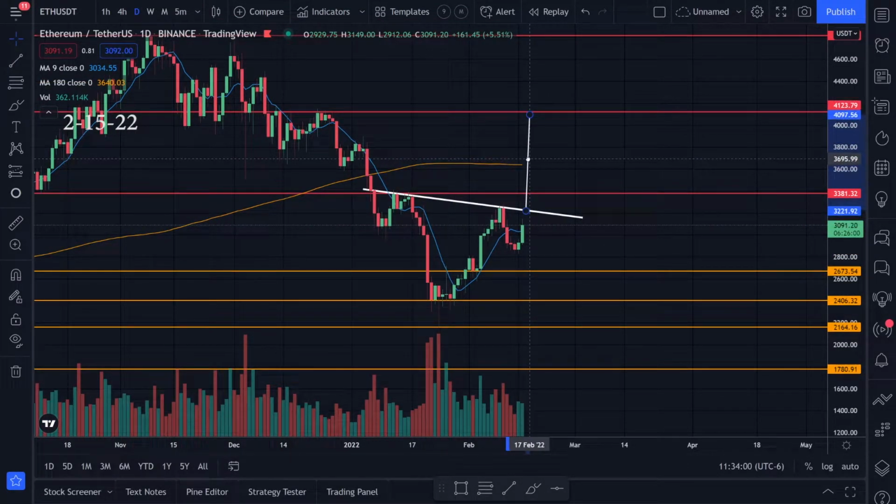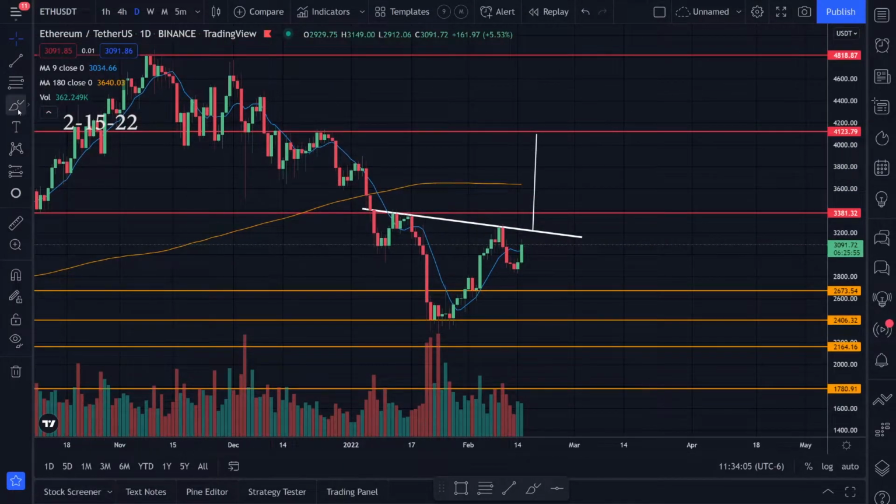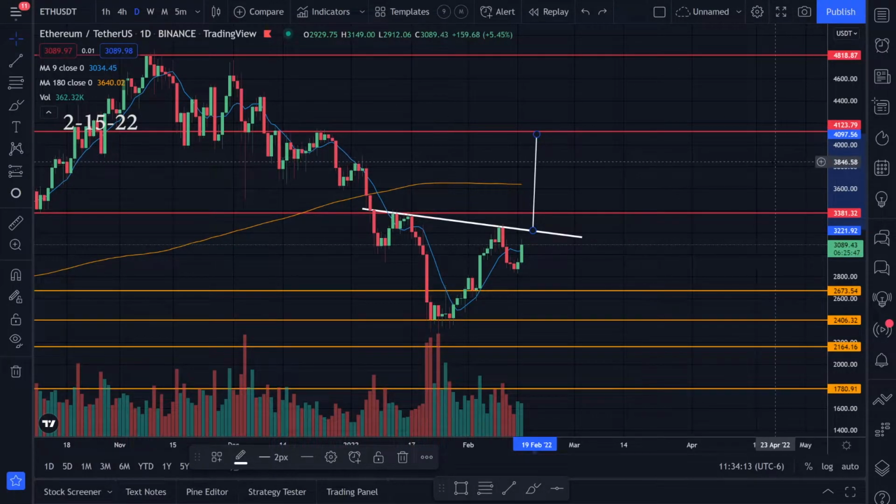If we break out maybe something like this, or maybe a little bit more, it kind of lines up with this red line right here. Let's see what the target is on the actual target. 4,097. The red line is 4,123 in this general area right here.